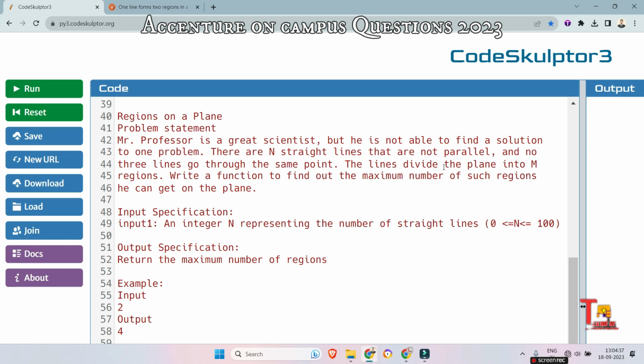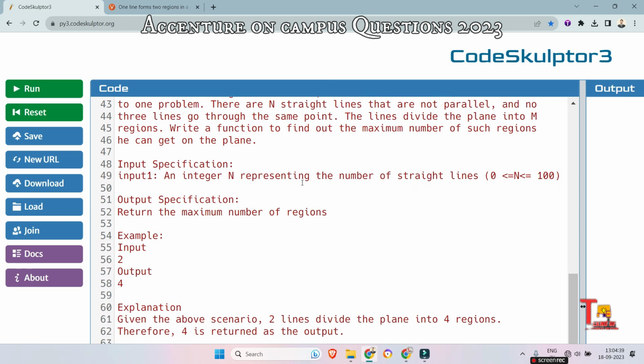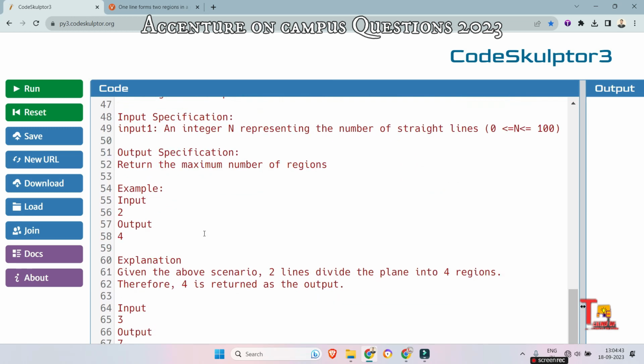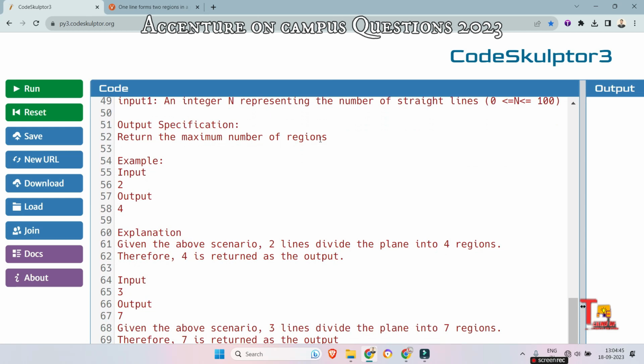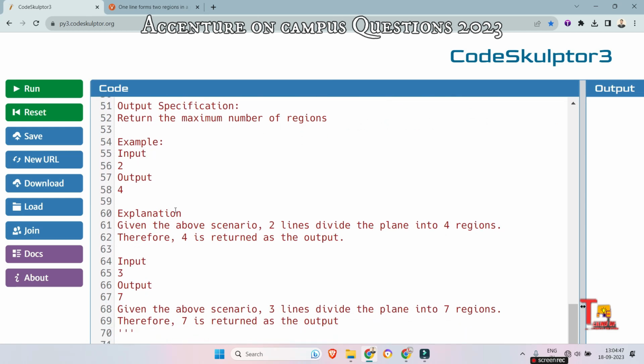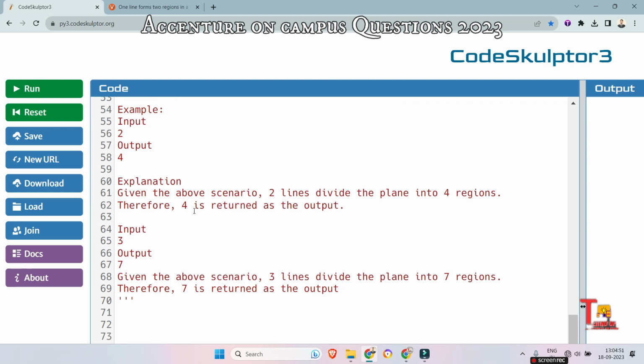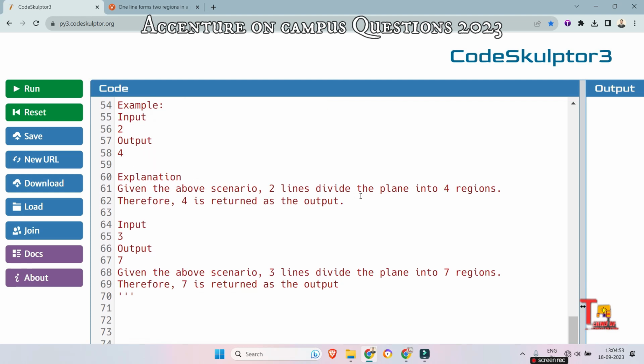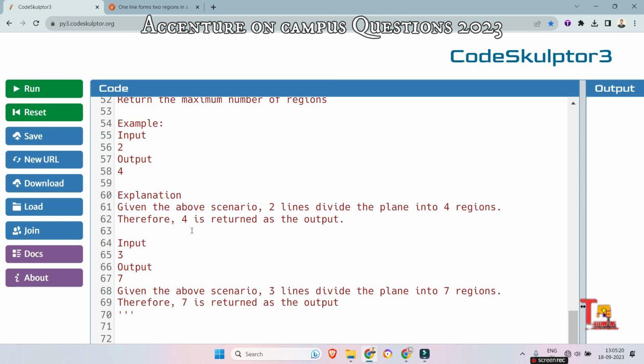So the input specification is given here. Input one is an integer representing the number of straight lines. Constraints are given, and the output specification says to return the maximum number of regions. Here is the sample input: if the input is 2, the output will be 4. How? Given the above scenario, two lines divide the plane into 4 regions. Now I will show you a diagram which will make that clear.